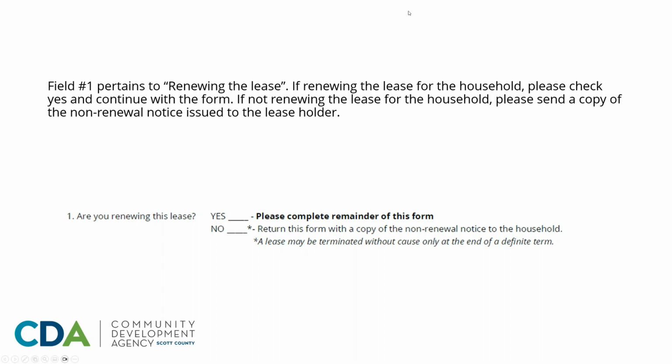Field number 1 pertains to renewing the lease. If renewing the lease for the household, please check yes and continue with the form. If not renewing the lease for the household, please send a copy of the non-renewal notice issued to the leaseholder.